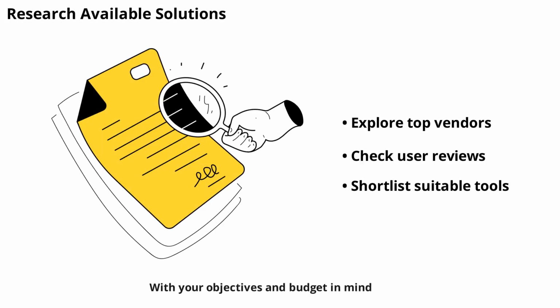With your objectives and budget in mind, start researching the marketing automation solutions available on the market. Look for reputable vendors with strong track records and positive user reviews. Pay attention to the features offered, scalability, and how well each solution aligns with your team's requirements. Create a short list of options that seem promising for a deeper evaluation in the next steps.